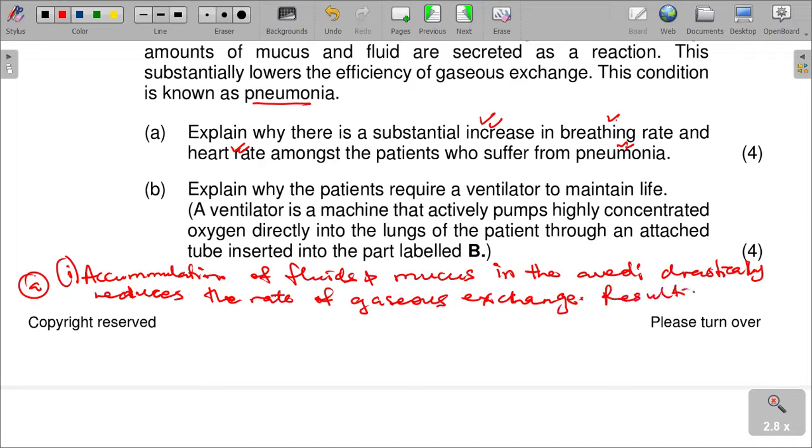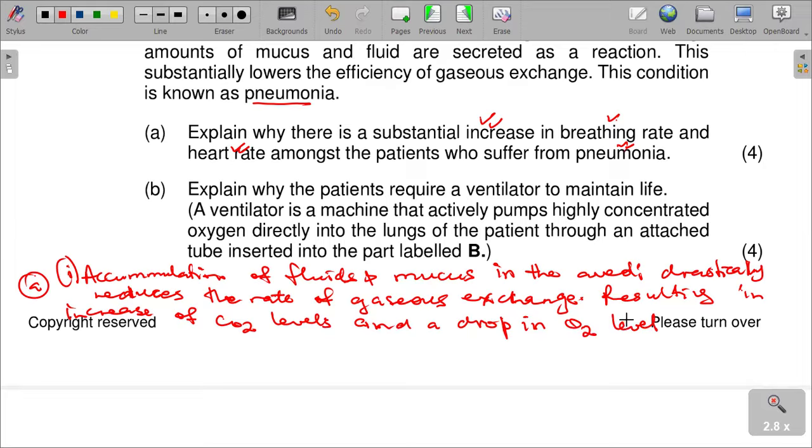Resulting in an increase in carbon dioxide levels and a drop in oxygen level in the blood.